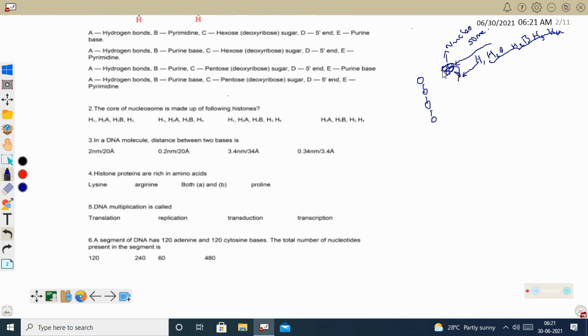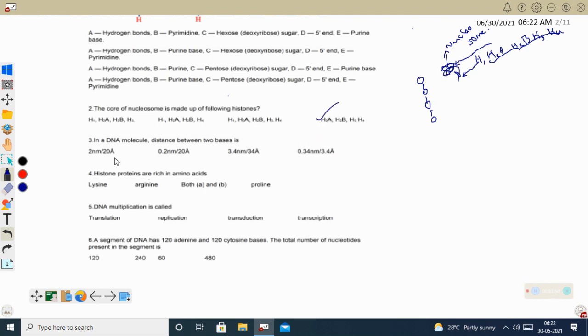And this is a histone octamer because 2 copies of H2A are there, 2 copies of H2B, 2 copies of H3, and 2 copies of H4 are there. So a total of 8 subunits are present in it. 4 different types of 8 subunits are present here: 2 copies of H2A, H2B, H3 and H4. So here the correct option is this one.